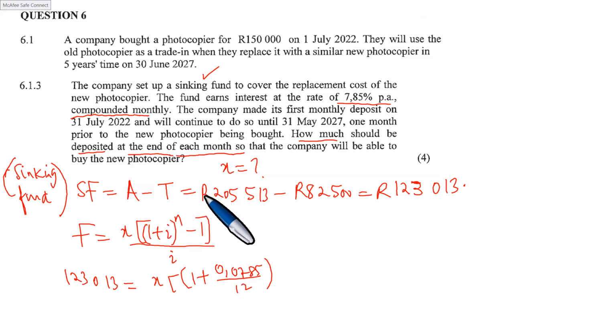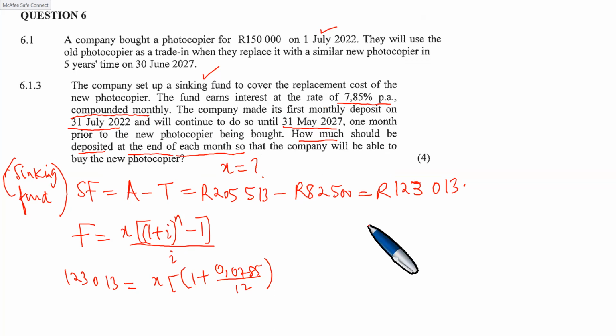A couple of things are very important. The company made its first monthly deposit. When was the first monthly deposit made? On 31 July 2022. The photocopier was bought on the 1st of July, but the company made its first monthly deposit on 31 July 2022, and will continue to do so until the end of May 2027.